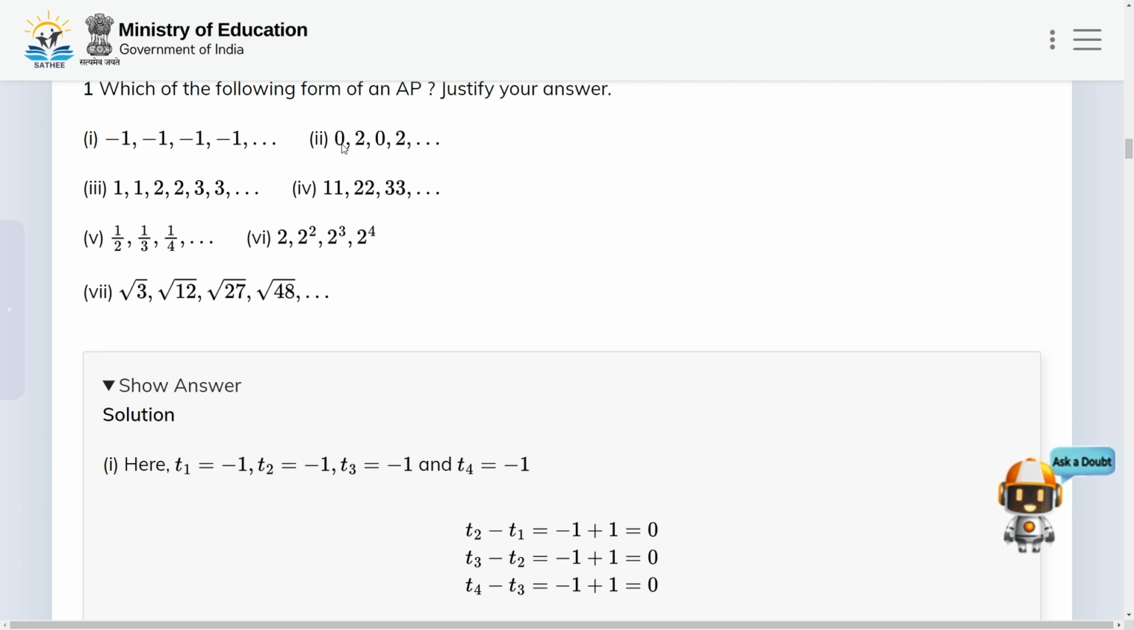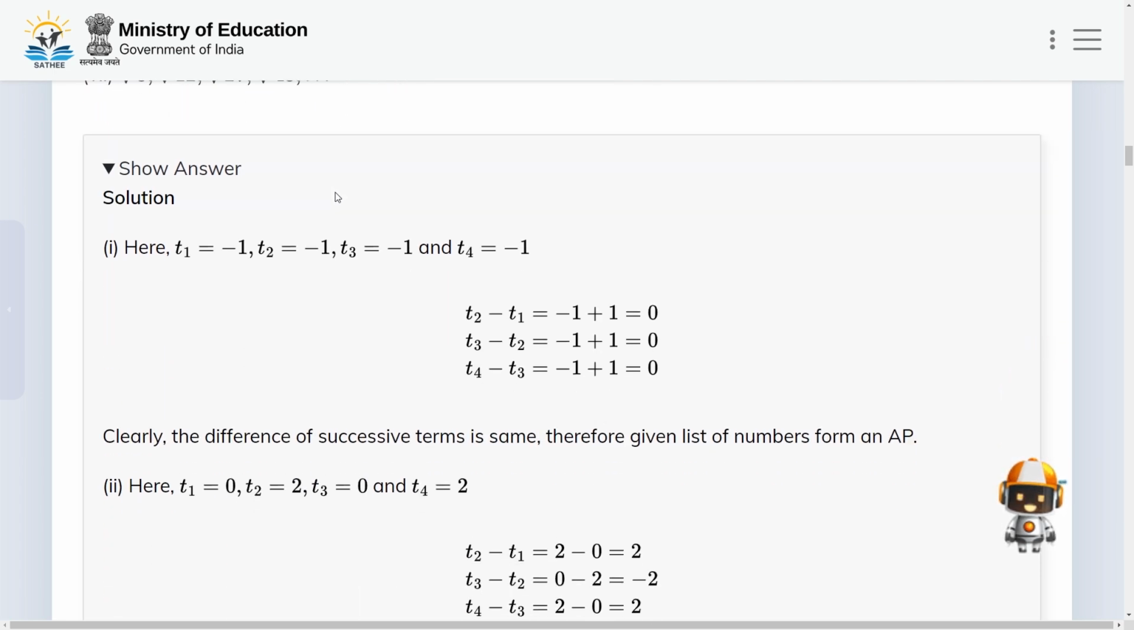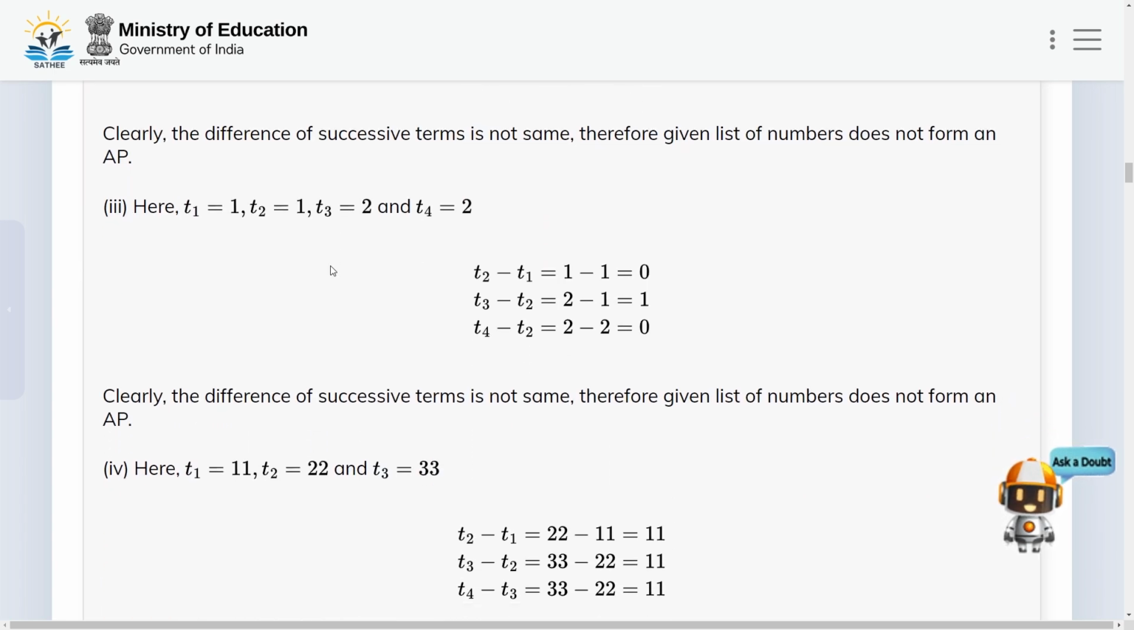Now let us check the third one. Here we have 1, 1, 2, 2, 3, 3, and so on. The first term T1 is equal to 1, the second term T2 is equal to 1, the third term T3 is equal to 2, and the fourth term T4 is equal to 2, and so on. If you take the difference T2 minus T1, that gives 1 minus 1, which is equal to 0.